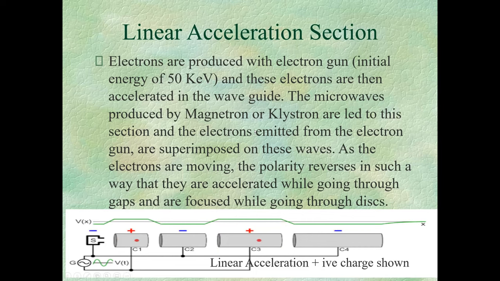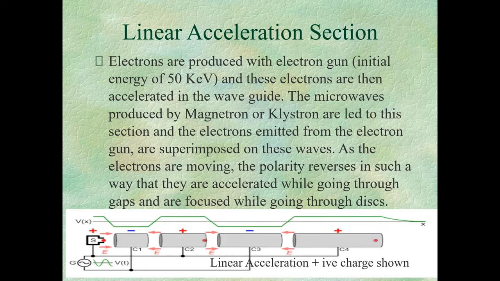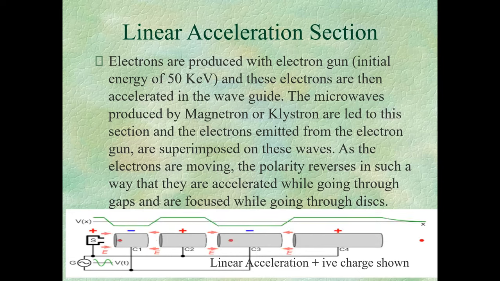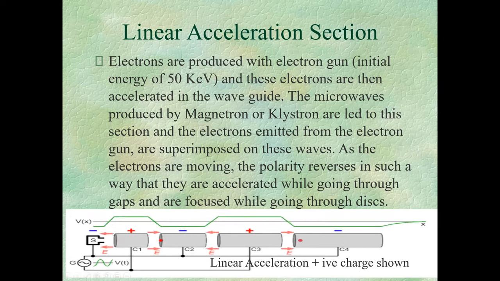Now, if you remember, from the modulator we send a signal to the electron gun and at the same time to the klystron. And in the klystron, we magnify that microwave, and we looked at the principle of how those waves are magnified. They are sent into the main area of the accelerator where the acceleration of electrons or positive particles can take place. Here in this picture, I have shown a positive particle.